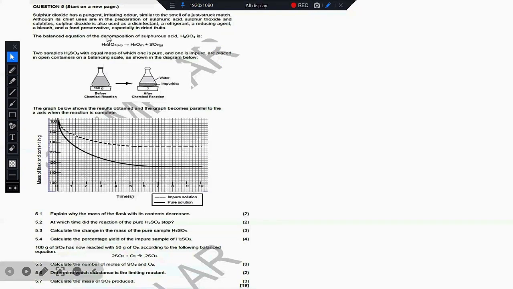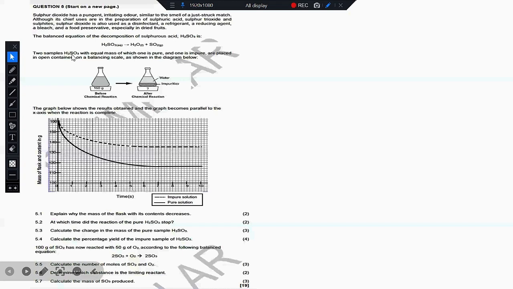Okay, so we have question 5, still on stoichiometry. It says sulfur dioxide has a pungent, irritating odor similar to the smell of a just struck match. Although its chief uses are in the preparation of sulfuric acid, sulfur trioxide, and sulfides, sulfur dioxide is also used as a disinfectant, a refrigerant, a reducing agent, a bleach, and a food preservative, especially in dried fruits. The balanced equation for the decomposition of sulfurous acid, H2SO3, is as follows.